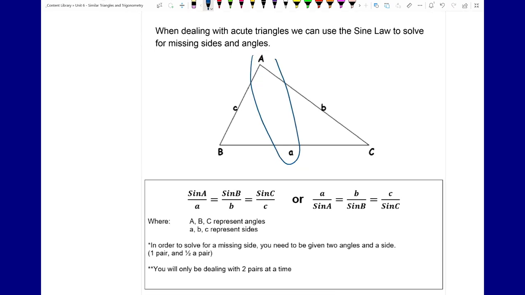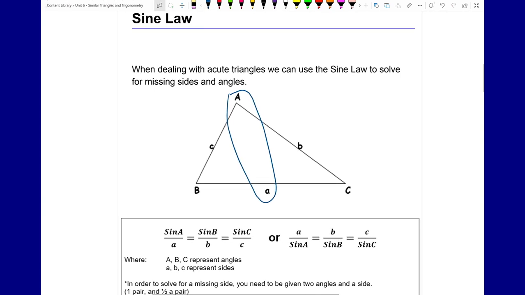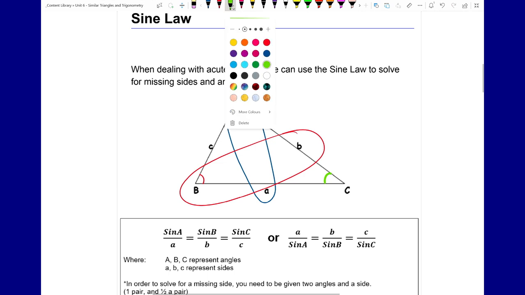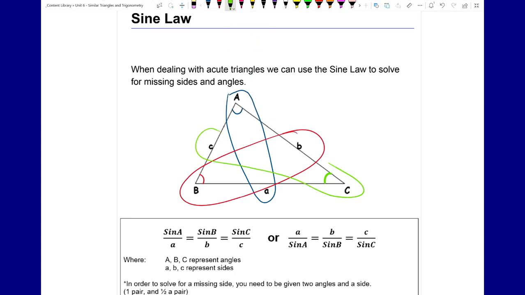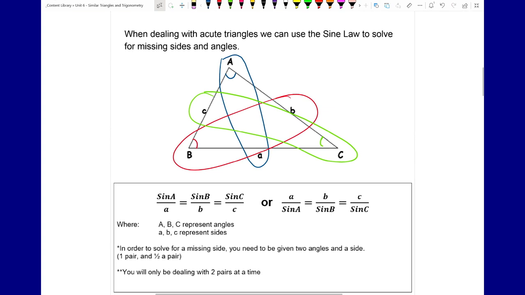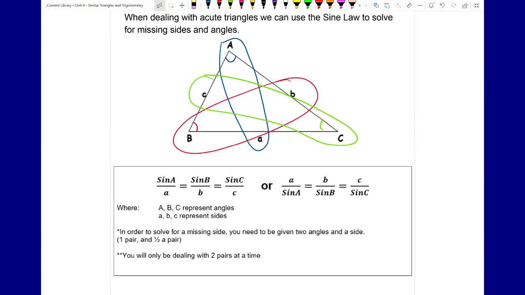There's a pair here with this angle and the side A. There's a pair here with B and side B. And then there's a pair here with C and side C. So there's three pairs, three ratios, right? We're not using all three at once when we solve these problems, but it's basically showing that it's all equal. So it doesn't really matter what ratio or what pair of sides I use, they are all equal to each other.